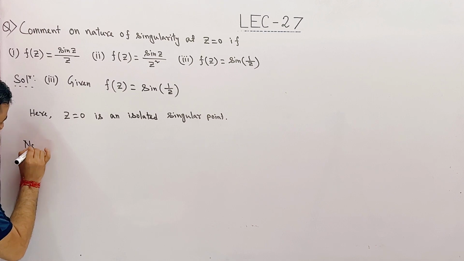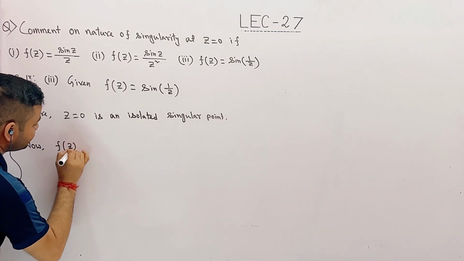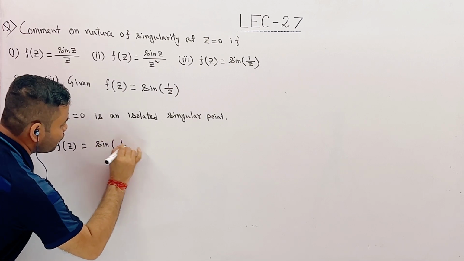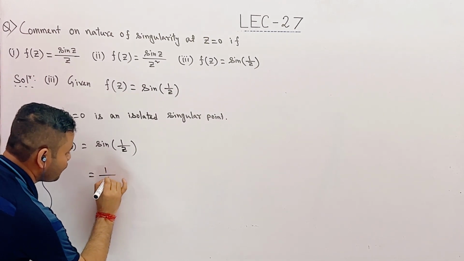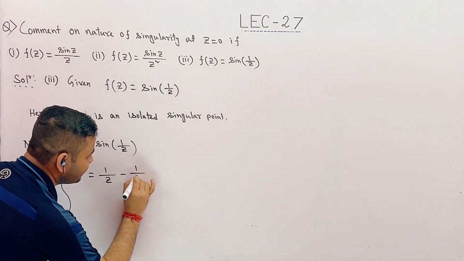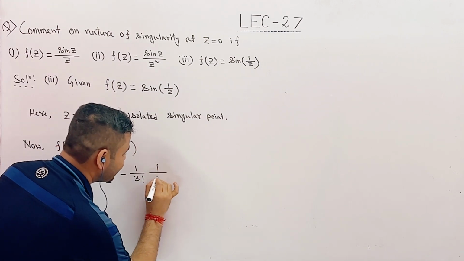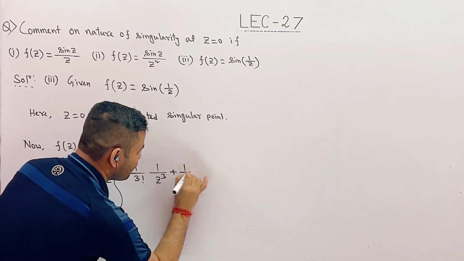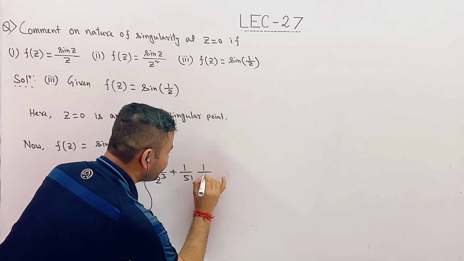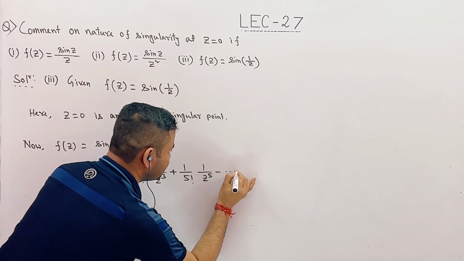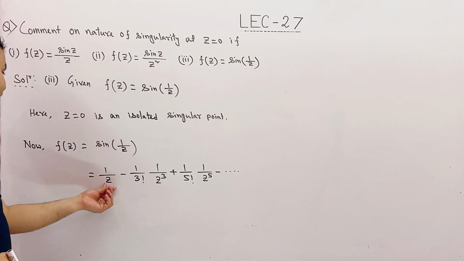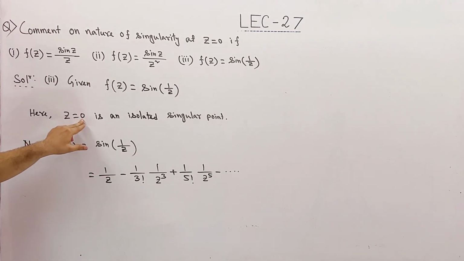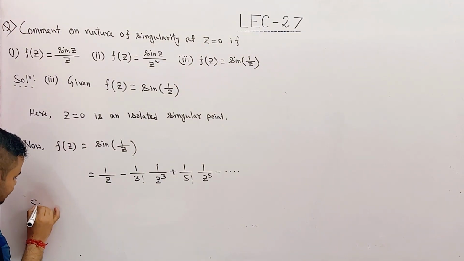Now f of z is equal to sin 1 by z. So this term can be written as 1 by z minus 1 by 3 factorial into 1 by z cube plus 1 by 5 factorial into 1 by z to the power 5 minus dot dot dot. Here we have seen that there is an infinite number of terms in the principal part of f of z. So therefore z equal to 0 is an essential isolated singular point.